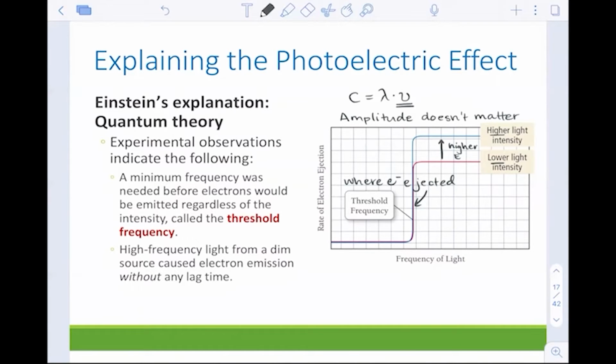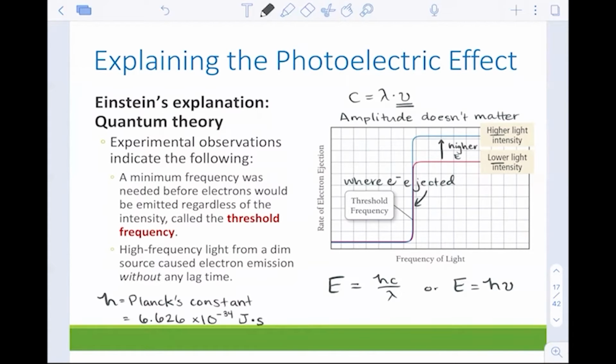What was developed out of this was a very, very important calculation, the energy of a wave. It's calculated one of two ways. Energy is equal to h, which is Planck's constant. Planck and Einstein did all of the mathematical work to develop what the threshold frequency was, times the speed of light, c, over lambda, or energy is equal to h times the frequency. Now, h is Planck's constant, 6.626 times 10 to the negative 34 joules times seconds.